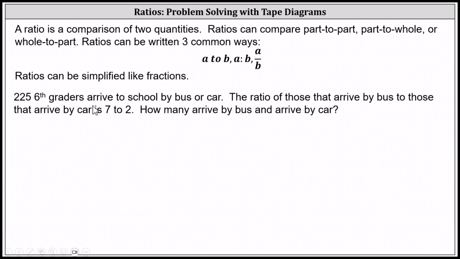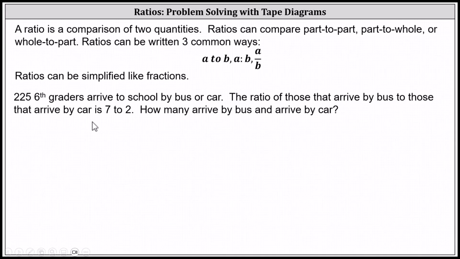225 sixth graders arrive to school by bus or car. The ratio of those that arrive by bus to those that arrive by car is 7 to 2. So again, the 7 represents those arriving by bus, the 2 represents those arriving by car. How many arrive by bus and arrive by car?